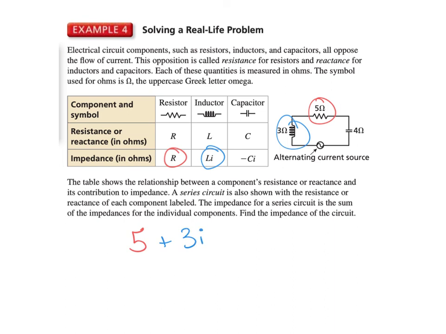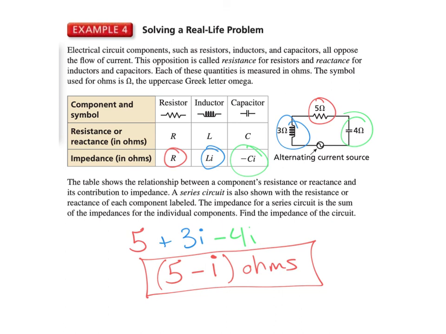Then we have the capacitor, which looks like this, and it's 4 ohms. And it's the negative of that. So it's negative 4i. So minus 4i. And we add like terms. So 5 is the only real number. We've got 3i and negative 4i, so it's minus 1i. And so the impedance of the circuit is 5 minus i ohms, O-H-M-S. So there's your answer. It's kind of weird. I don't quite understand it. I'm not an electrical person. But if you're interested in electrical engineering, I'm sure that made complete sense to you, or will eventually.